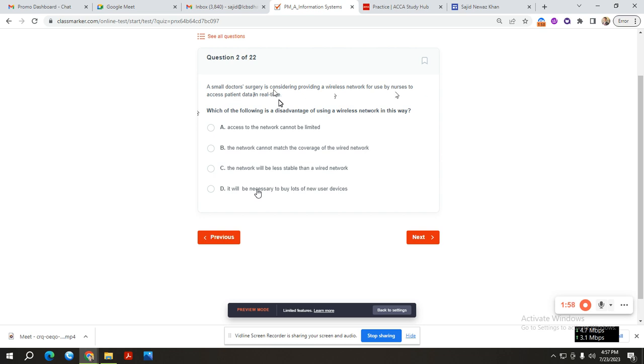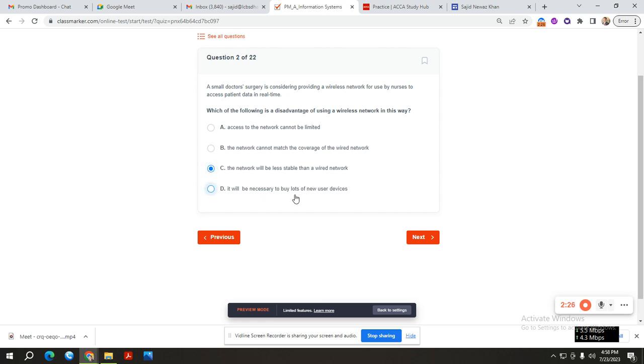The network cannot match the coverage of the wired network. Now, wireless network can have a very wide scope, so this also I don't think is correct. The network will be less stable than a wired network. To an extent, yes. তার আলা যে নেটওয়ার্কগুলো আছে, they tend to be more reliable. ওগুলো disconnected কম হয়. Wireless networks do get disconnected more often than not. So of the three options that I've read, this is the best one.